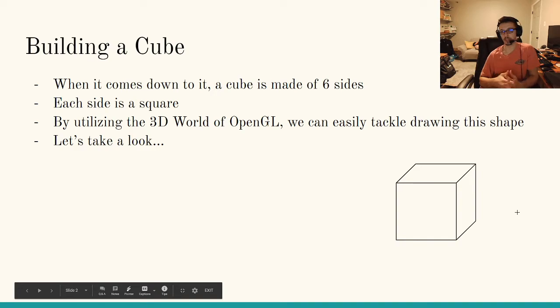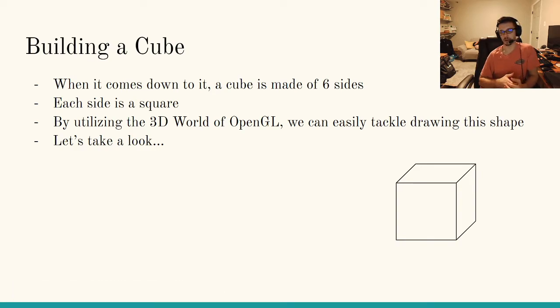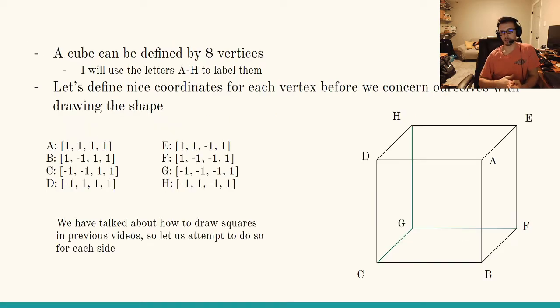So when we talk about building a cube, it's just 6 sides, and each of those sides is an identical square. And we can define that cube by 8 vertices, and I'll label those vertices A through H. The set of vertices on the screen right now are nice unit vertices, so that each x, y, and z is just the value 1 or negative 1. And I alternate negatives and positives to get all of the desired vertices that we show in the photo here.